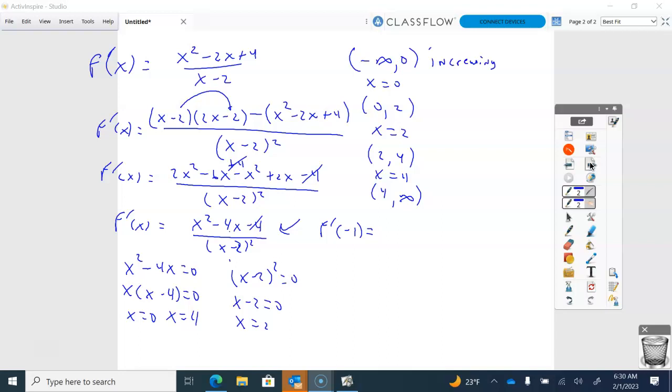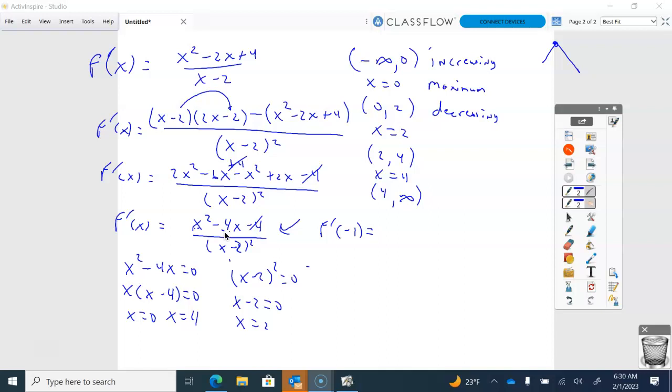All right? From 0 to 2, I'm going to pick out a point. I'm going to pick out 1. Put a 1 in here. That becomes negative 4. That's 1, so the whole thing becomes negative. So I have to be decreasing. It's going from increasing to decreasing. At the top of that has to be a maximum. Relative or absolute, there has to be a maximum there of some sort.